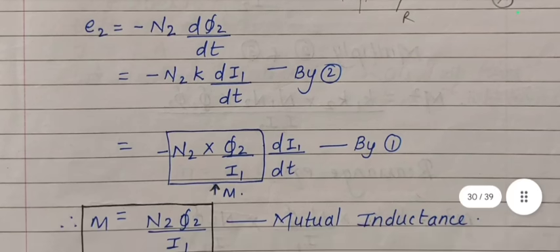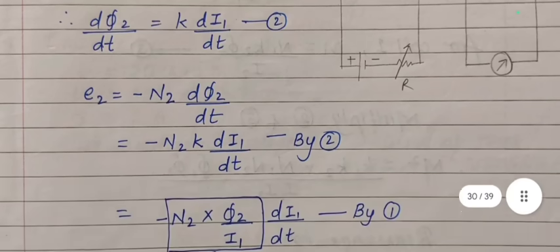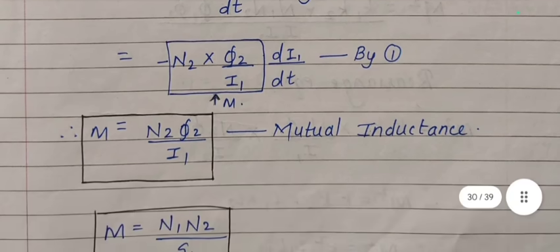Now minus n2, the value of k you have to substitute over here, that is Phi2 upon I1. So you will get minus n2 into Phi2 upon I1 into di1 by dt. Now this is nothing but the mutual inductance, that is n2 Phi2 upon I1. So this is your mutual inductance. You can write it as M is equal to n2 Phi2 upon I1.